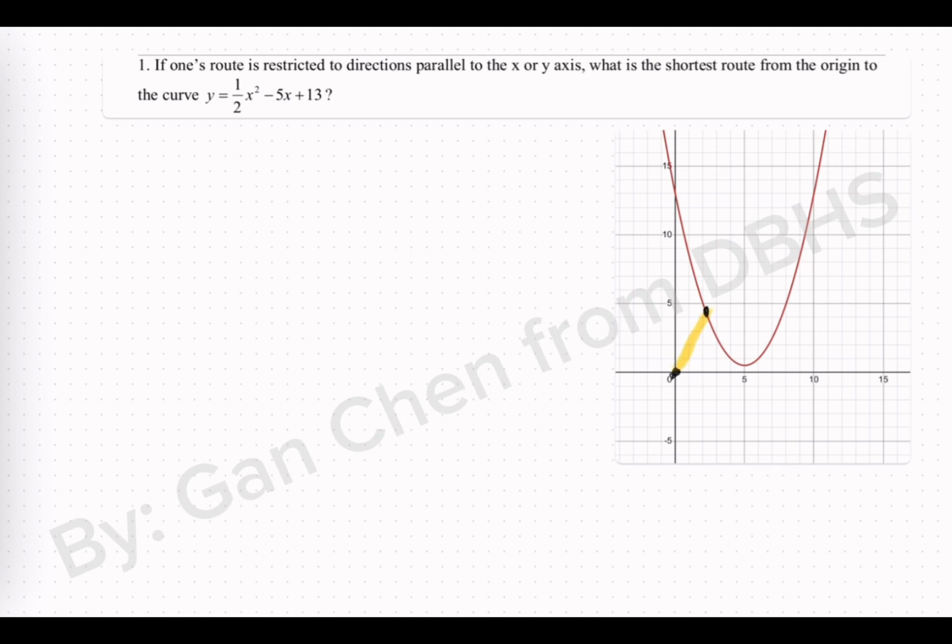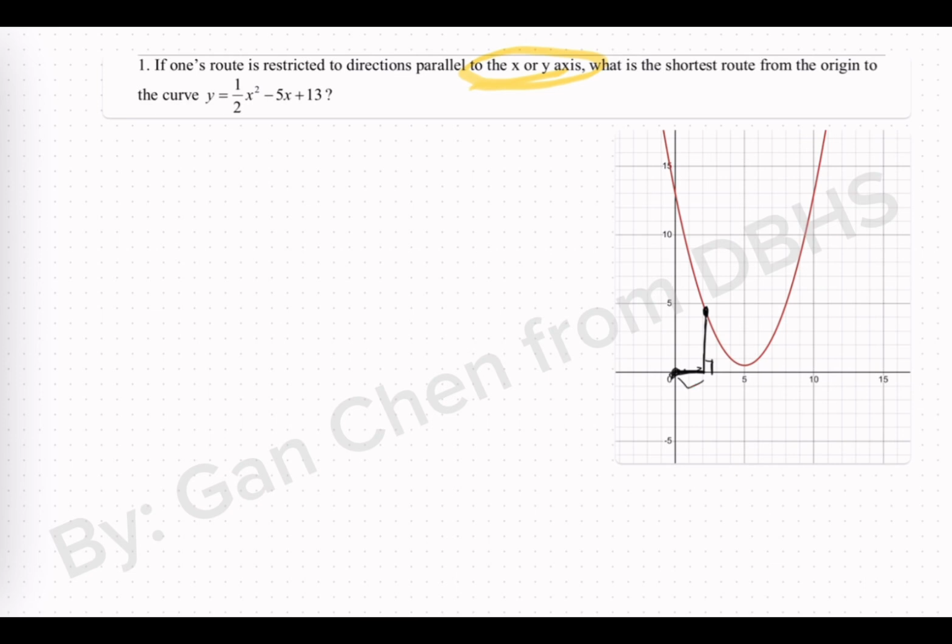Look at the question. We need to find the shortest distance that is parallel to the x-axis or the y-axis, which means that we do need to find the sum of this distance that is parallel to the x-axis and this that is covered on the y-axis, right? So that is the most important point that those classmates got it wrong. So let's do the question together.